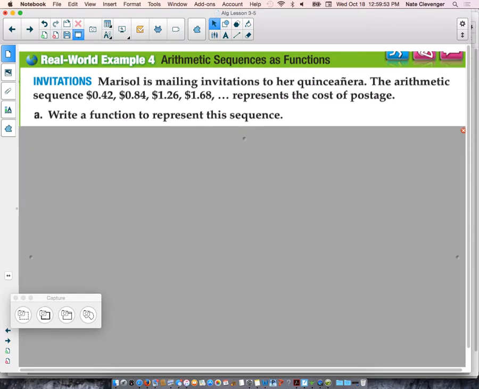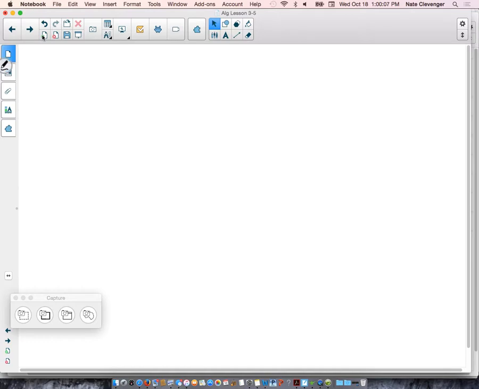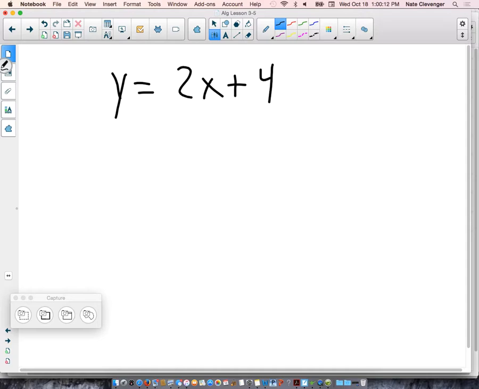Okay, so first we want to write a function. Now, what is different about writing a function from an equation from back in lesson 2? An equation, we did y equals 2x plus 4 would be an equation. How would we show that as a function? f of x. We're back to this.